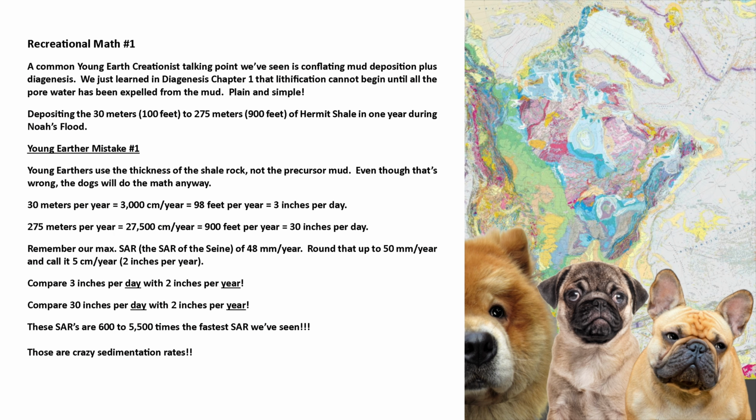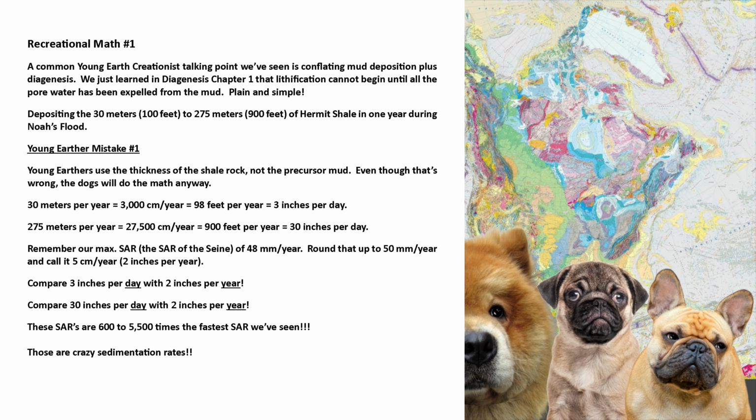The simplest calculation that fundamentalists usually perform is to compute the time for the Hermit Shale to form by dividing the existing shale thicknesses by the 365 days of the flood year. Doing so, we see that they would need 3 to 30 inches (1 to 12 centimeters) of mud deposited each day for the whole of Noah's one flood year to accumulate the 100 to 900 feet (30 to 275 meters) of Hermit Shale. That is one gigantic load of mud. But hold on.